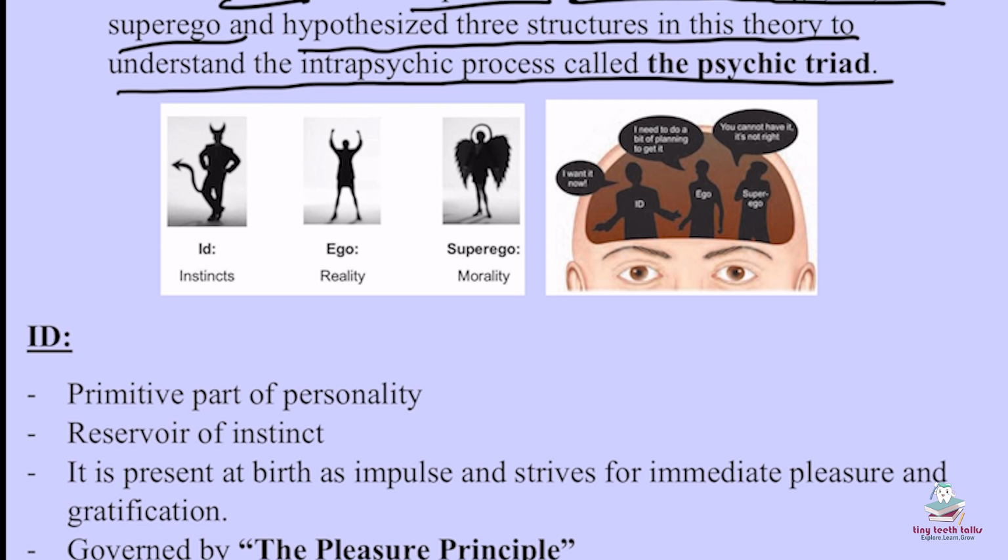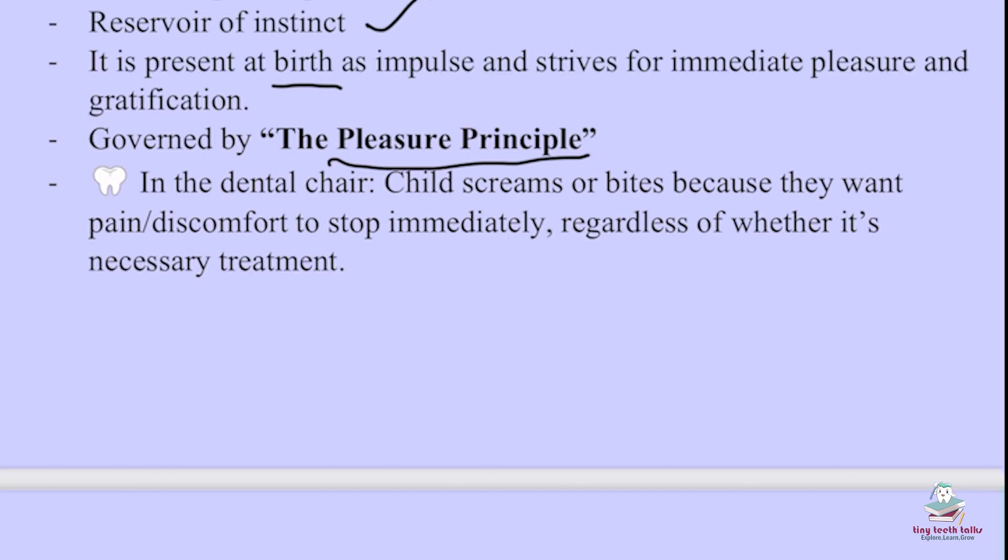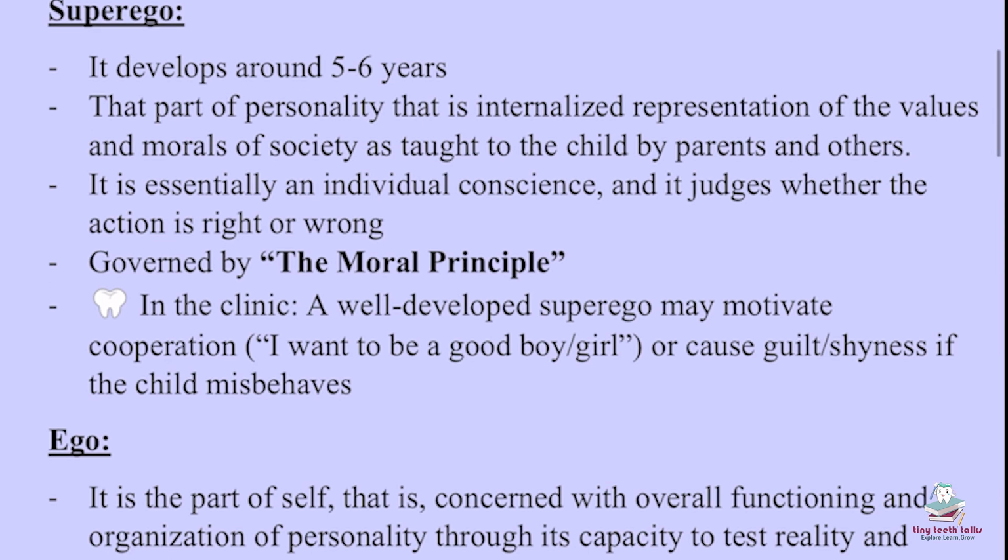Let's understand this in detail. The id is a primitive, basic part of personality. It is a reservoir of instinct. It is present at birth as impulse and strives for immediate pleasure and gratification: "I need this." So it is governed by the pleasure principle. In the dental chair, a child screams or bites because they want pain and discomfort to stop immediately, regardless of whether it is necessary treatment.